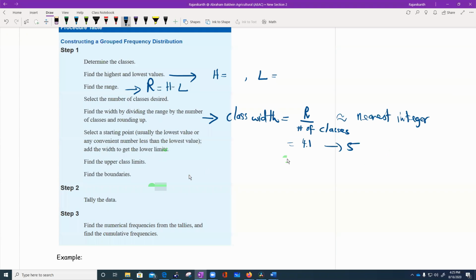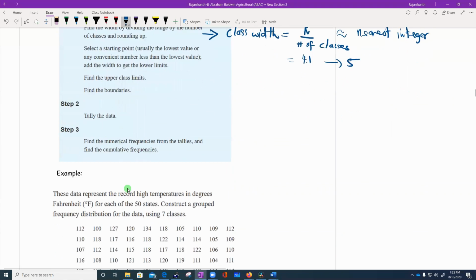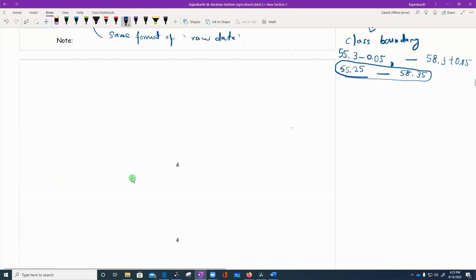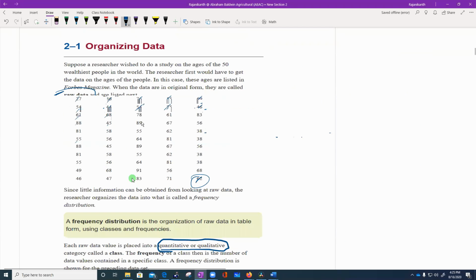Now, how are you going to start your class limit? The starting point. Usually, we all take the lowest value, L, no? The lowest value of your data set could be chosen as the starting point of your class limit. So, find the first starting point. For example, for this problem, you have plenty of data values. There are 50 data values. The same data values I believe we are talking about, right? Is this the same value we have at the beginning? No, this is different.